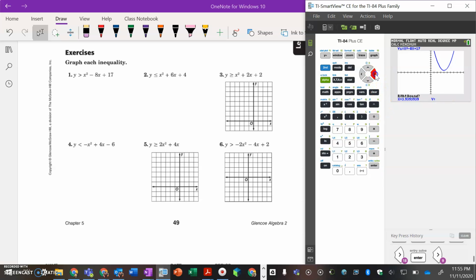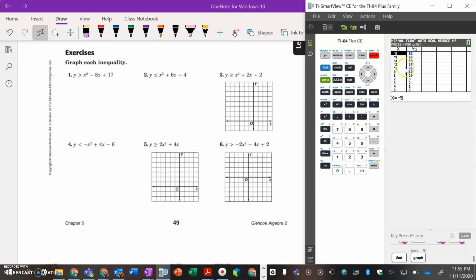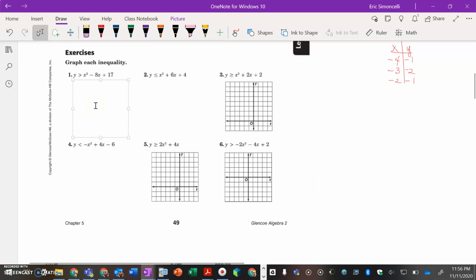So let's go ahead and surround the vertex, left bound, right bound. Again, I'm using the minimum feature, and I end up with this decimal, so 4, 1. So if you were to pick 3 and 5, let's say, for your XY table, 3 and 5 both have Y values of 2. And of course the vertex is at 4, 1. We already said that it was going to be shaded above, and there you have it, dashed and shaded above with the vertex of 4, 1 and 2 additional points like I indicated earlier.